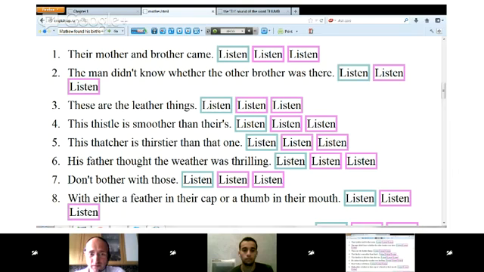I heard something after thirstier before than. Thirstier's like something, a sound there. So it shouldn't be anything there. So try again, please. This thatcher is thirstier than that one. Yeah, you did it again. I don't know what you're doing. You said this thatcher is thirstier's, but thirstier.